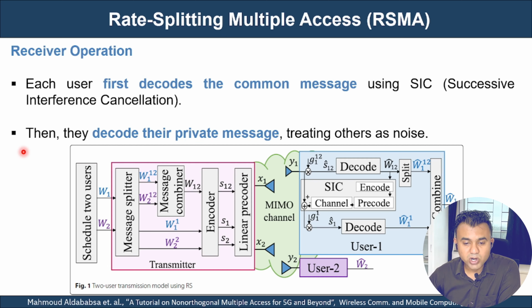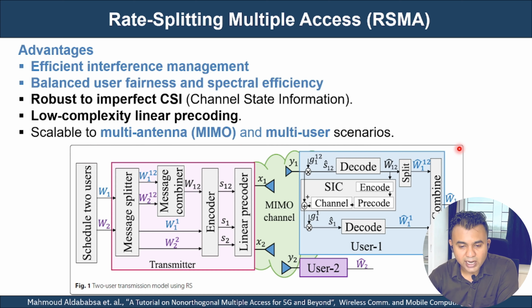That's called rate splitting multiple access. Then they decode their private messages and treat others as noise. There are several advantages of RSMA compared to other methods, and it is the most state-of-the-art method which researchers have proposed for advanced communication systems such as 6G or 5G and beyond.